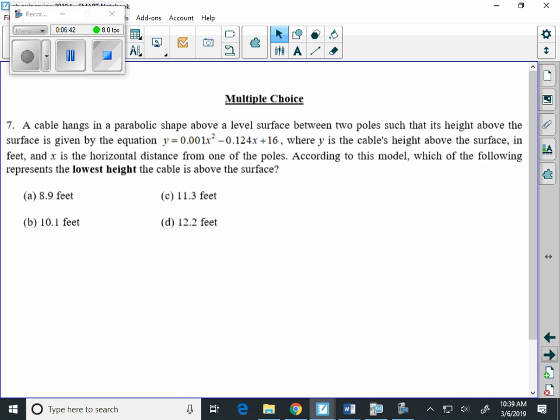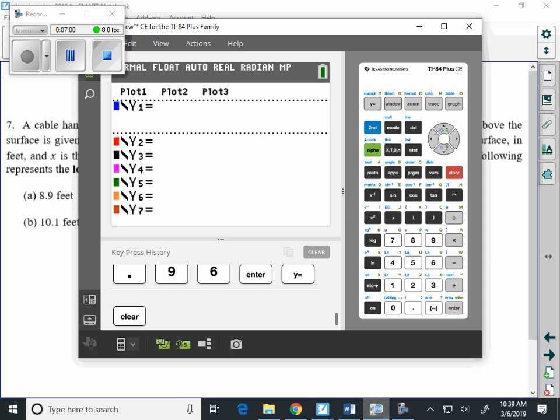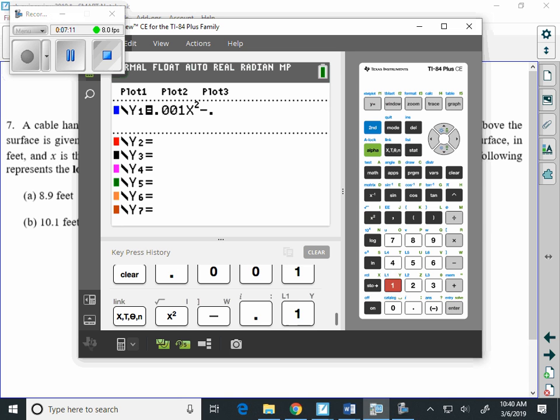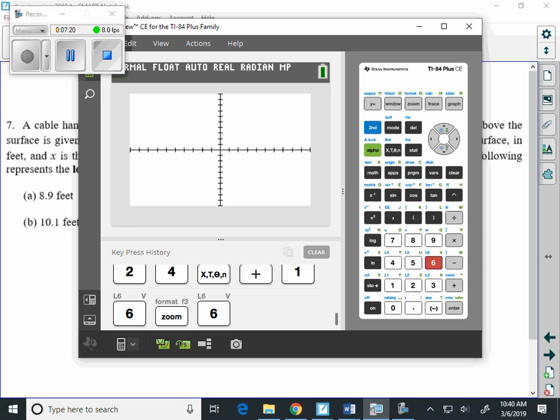I did do that by hand, but I will say that maybe we try it with a calculator, because that's what I'm worried about. I think that you might go, oh, I got to use my calculator for this when you're taking the quiz. So if we go back into the y equals and we type this one in, and I did not type it in, so it should be interesting. 0.001x squared minus 0.124x plus 16. Then hit zoom 6, and I don't think anything's going to show up on here.